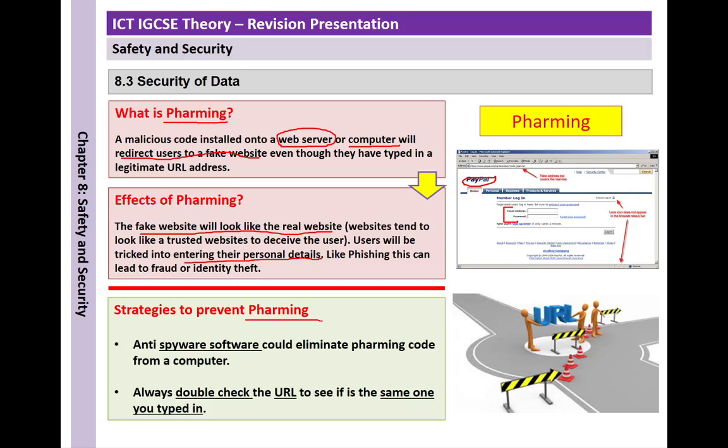Strategies to prevent pharming: use anti-spyware software or anti-pharming software that can make sure that your computer and the server or the website you are trying to access is the genuine one. Always double check the URL. If you are accessing the website, double check that you are not redirected to a different website. If you are accessing youtube.com, or your bankaccount.com, make sure that the URL or the name of the website you are accessing is the one that you intend to access.